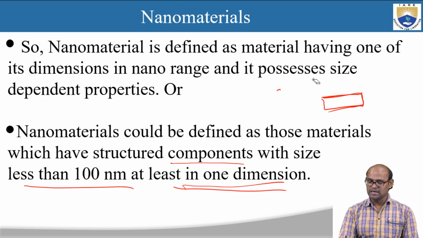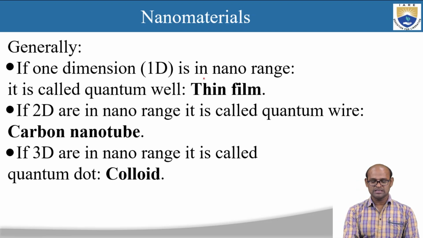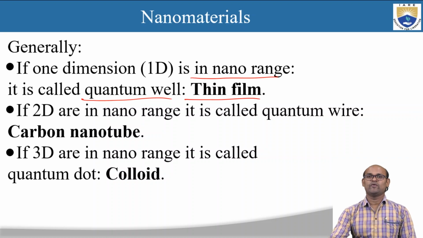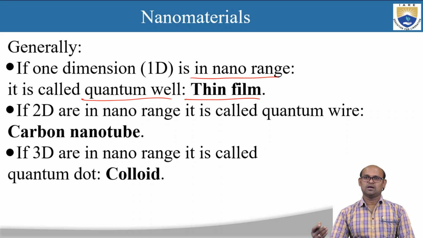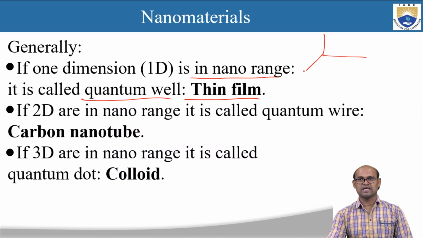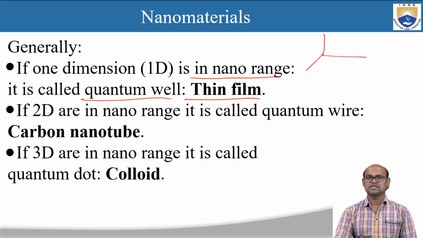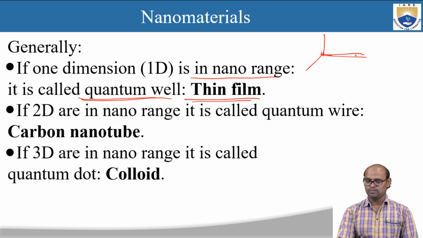When can we say a material is a nanomaterial? We said that when we take a macroscale material and cut it into smaller and smaller pieces, we call it a nanomaterial when along one of the dimensions, x or y or z, the length scale is in nanoscale. If the nanoscale is in one dimension, then it is called a quantum well, and a thin film is an example of such a quantum well or nanomaterial.